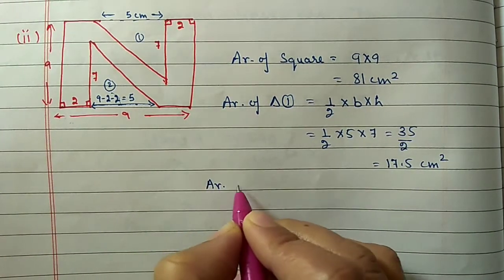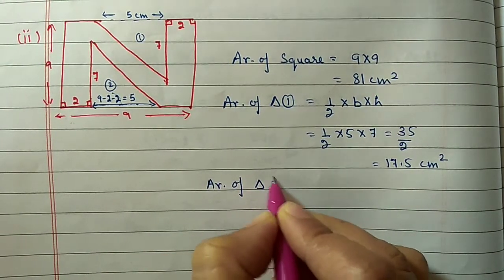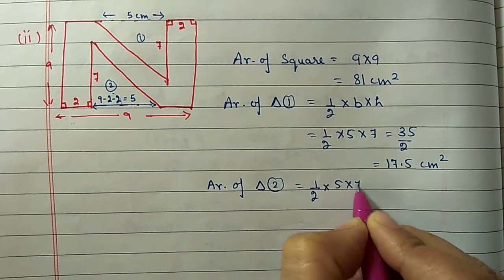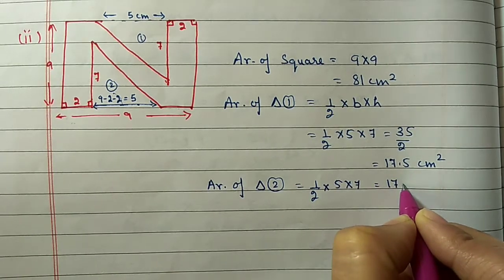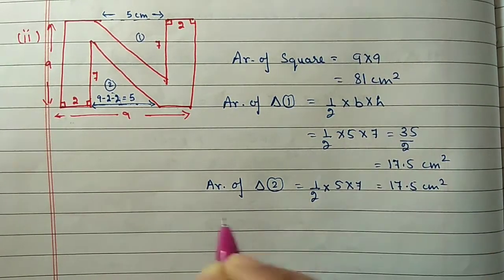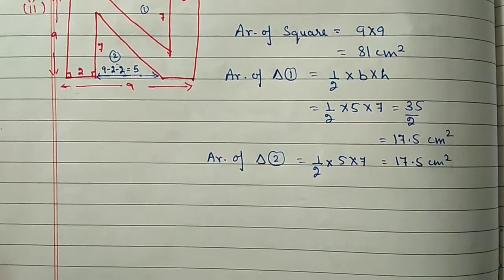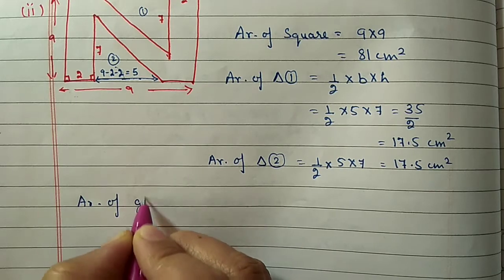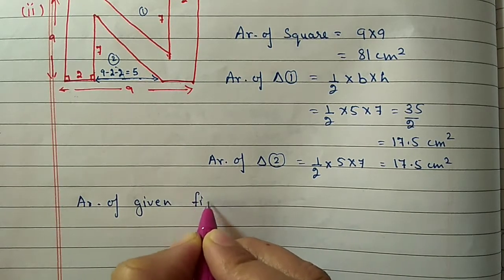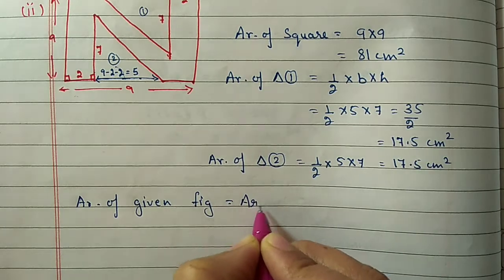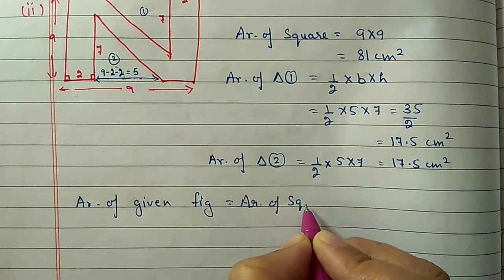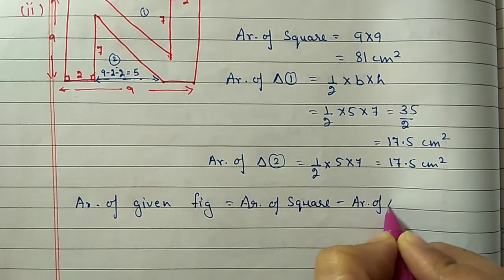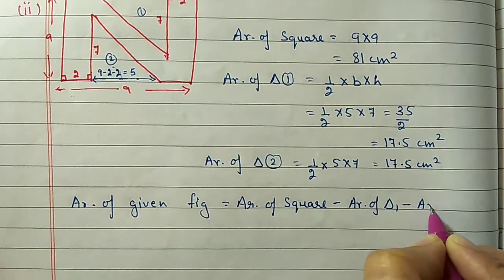Next, we will find out the area for the second triangle. Same, it will be half base into height. Base is 5, height is 7. Again 17.5 we will get. So the area of the figure will be area of square minus area of triangle 1 minus area of triangle 2.